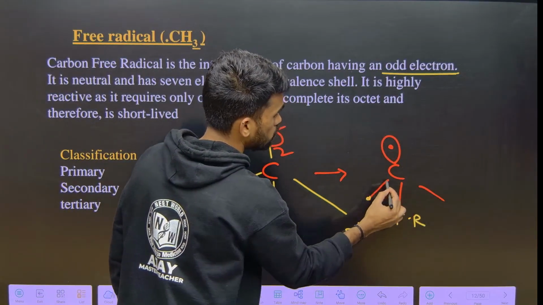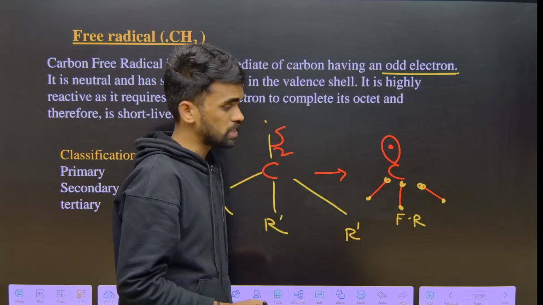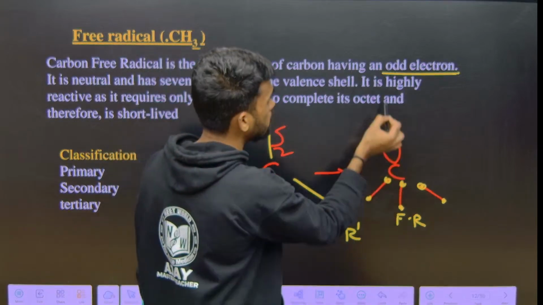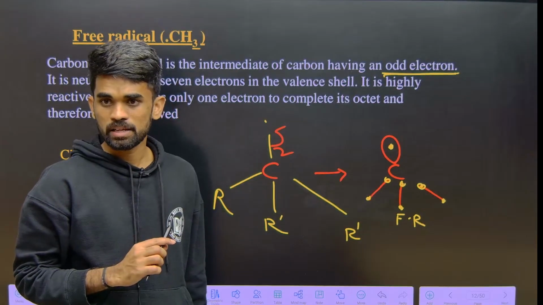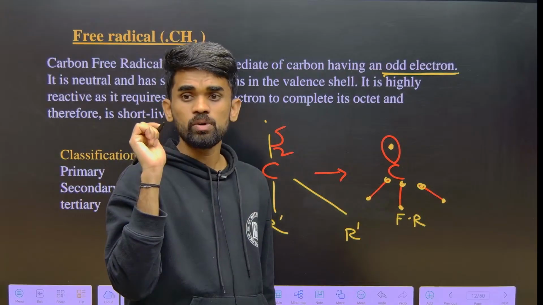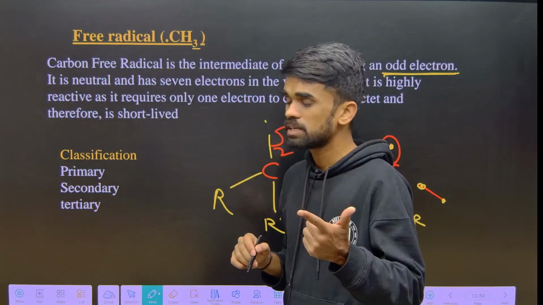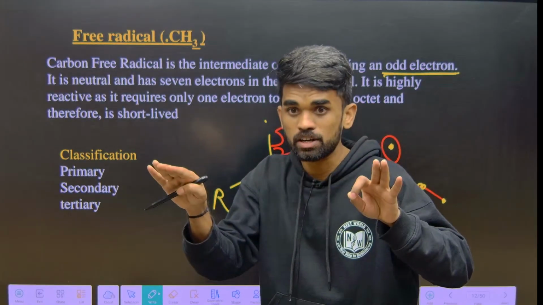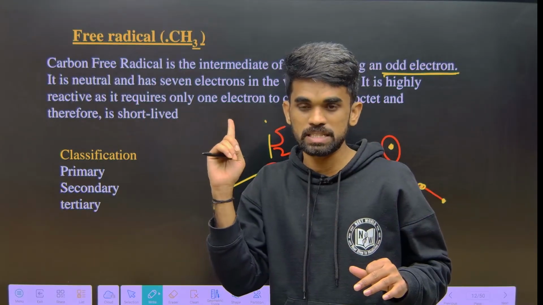So 1, 2, 3, 4, 5, 6 electrons are there in 3 bonds, and this is the 7th electron right now. So an odd number of electrons is present in free radicals, whereas carbocations and carbanions have an even number of electrons, like 6 in carbocations and 8 in carbanions. Those have paired electrons, so I can call them diamagnetic species, those two we previously studied.